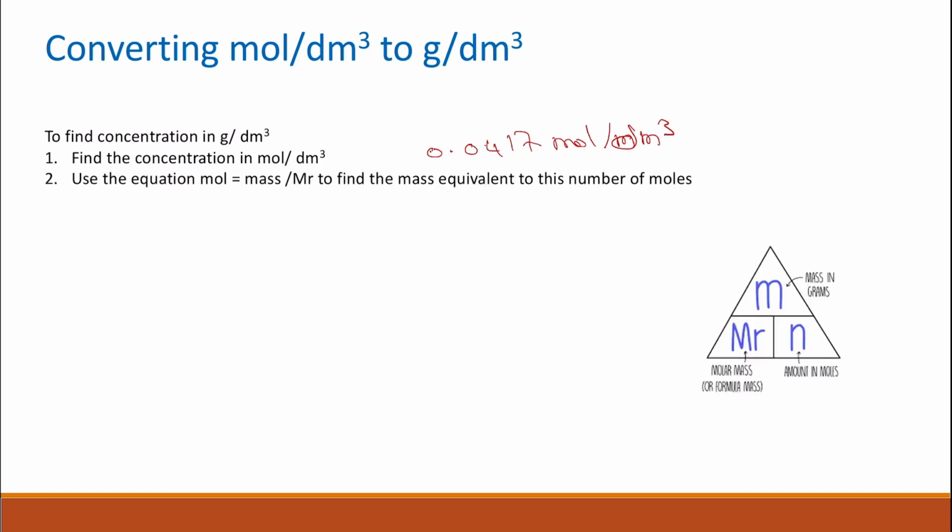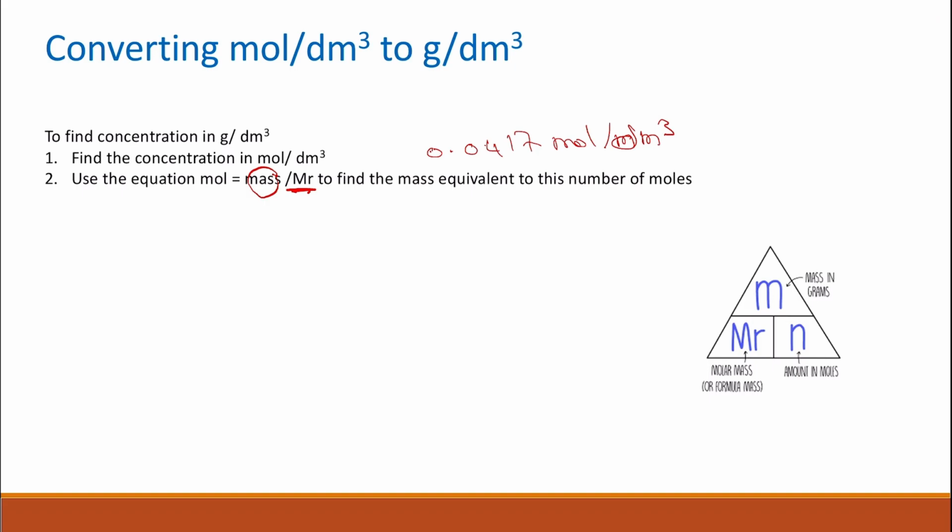The next step is to use the equation mole equals mass over formula mass, or relative atomic mass if we are talking about atoms, to find the mass equivalent to this number of moles. So mass will equal formula mass times the number of moles. Now we need to find the relative formula mass for what we are calculating the concentration for, which is the sulfuric acid.